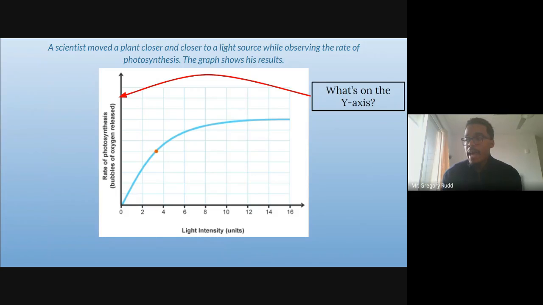What about on the x-axis? What's on the x-axis here? Should be a pretty simple one.